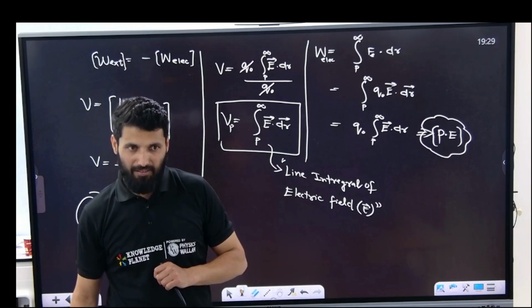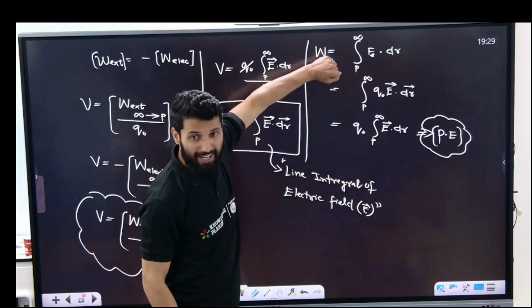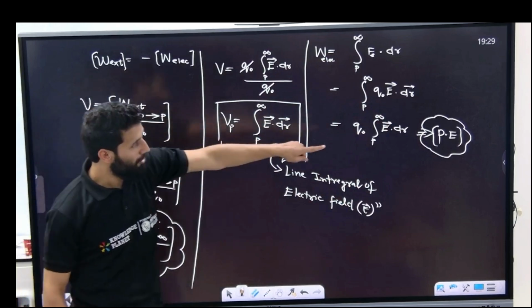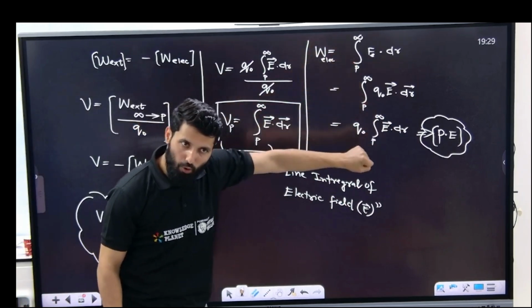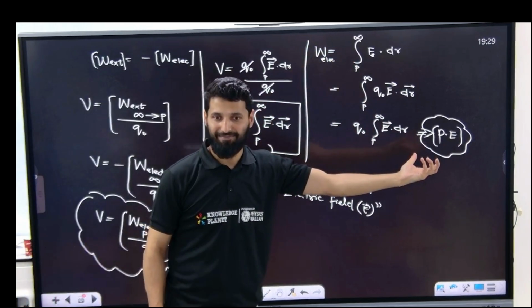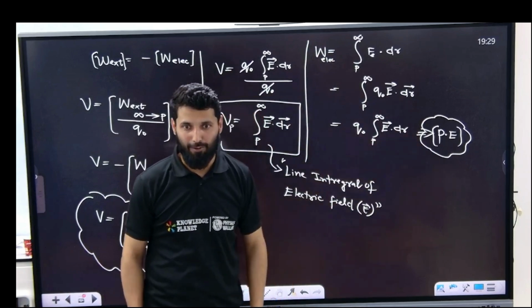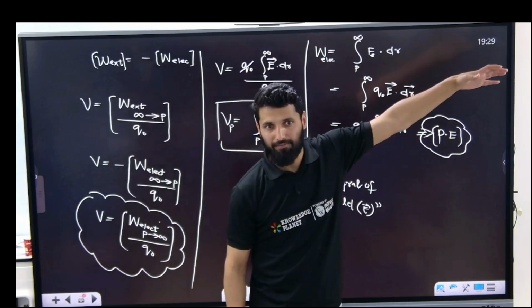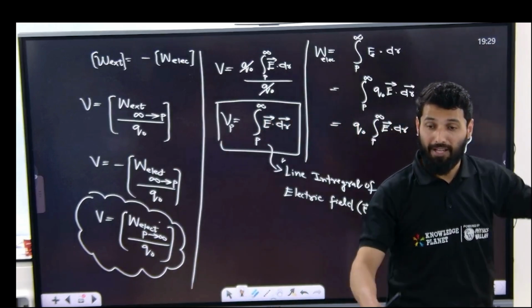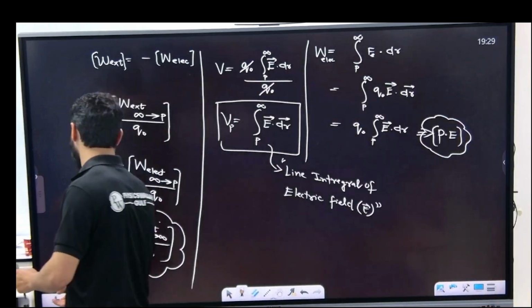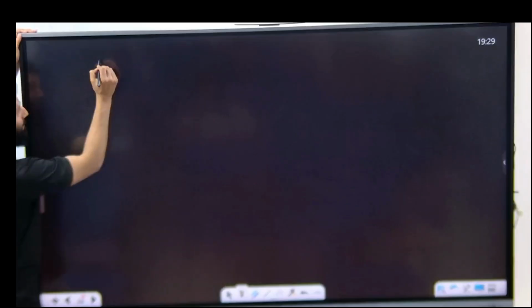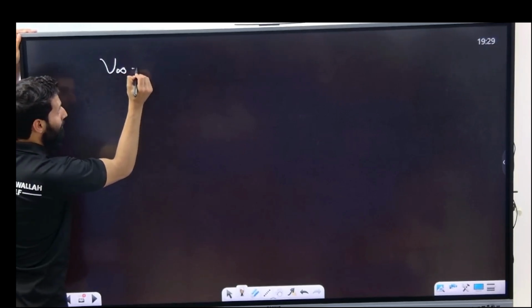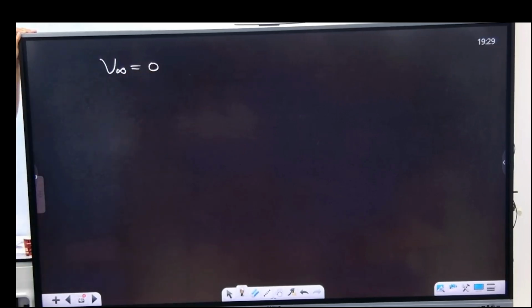Whatever work I did to bring the charge is stored in the form of potential. If I did 60 joules of work, that whole 60 joules of work goes into potential energy. Then if I release it, it will go into kinetic also, and it will reach some infinity point, and we define and write this also: at infinity we define the potential as 0.